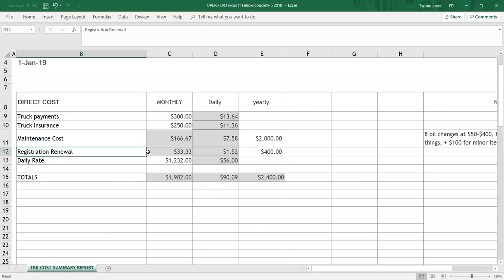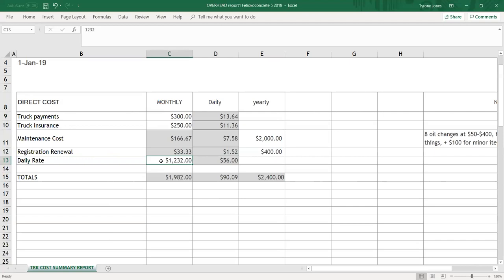So registration renewal, okay? Yearly is $400. Registration renewal is $400. Yours may be $500. Yours may be $600, you know. Nonetheless, I got $400 in there. So monthly is $33.33. So every month we need to have that set aside for registration. Okay, daily rate. This is what I'm charging for that truck. So the daily rate I'm charging for that truck is $56.